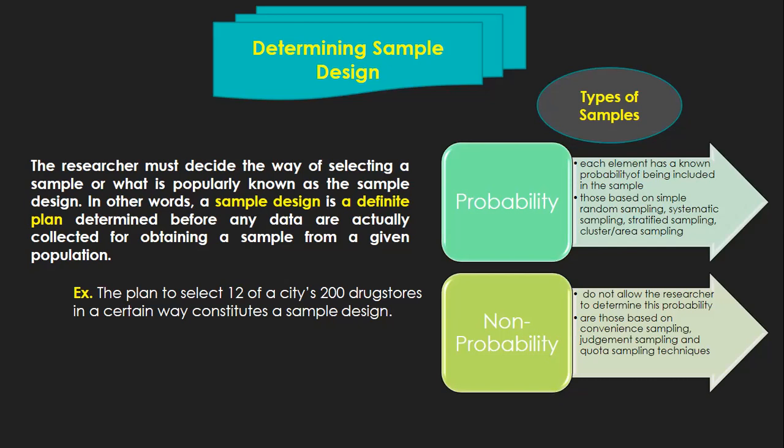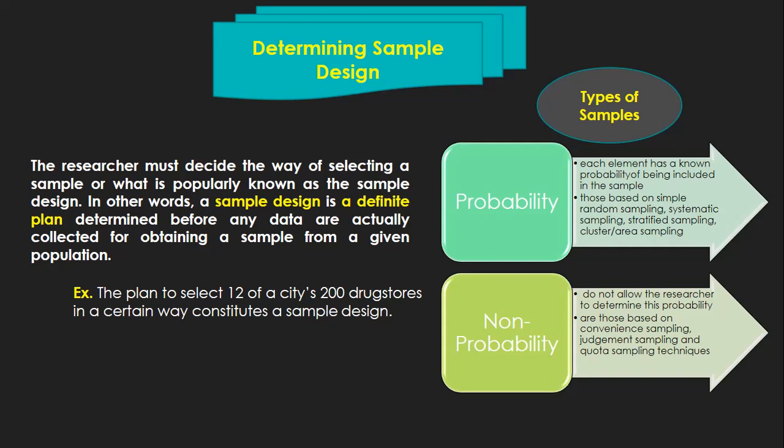Like when you say random sampling, stratified random sampling, for example, a group of students nagkuha lang kag 5, provided that it is very well randomized. So it's a random sampling. So ingana depende sa imong study, depende sa imong design sa imong study. For example, the plan to select 12 of a city's 200 drugstores in a certain way constitutes a sample design, right? Kaya dili man nakasabot nga nag-study ka ana nga particular problem, tanan na lang gidayon imong sampulan.